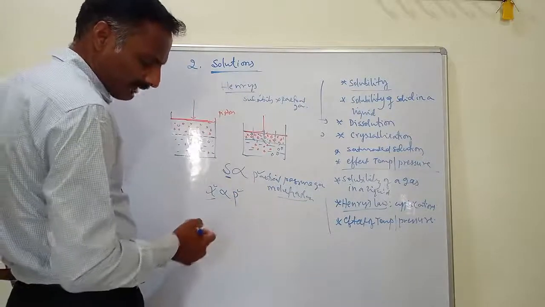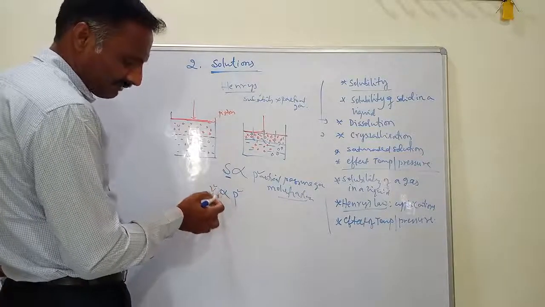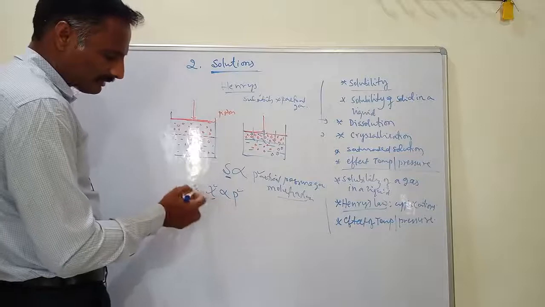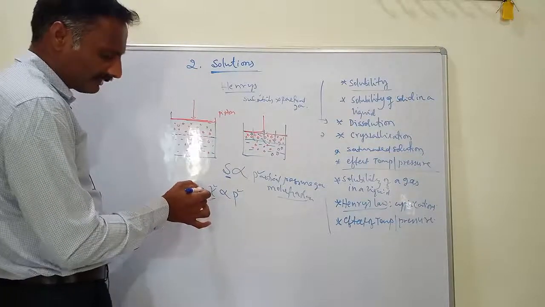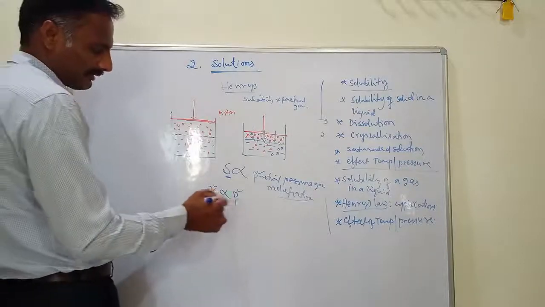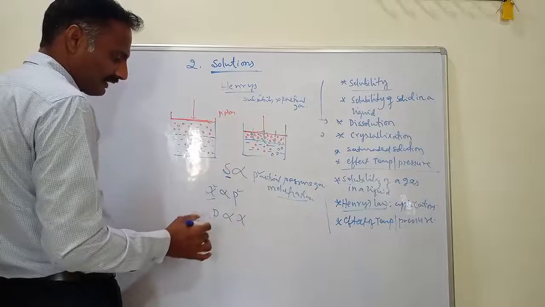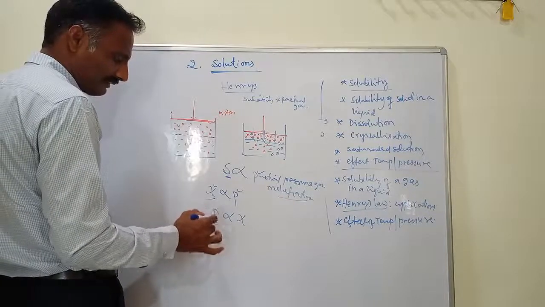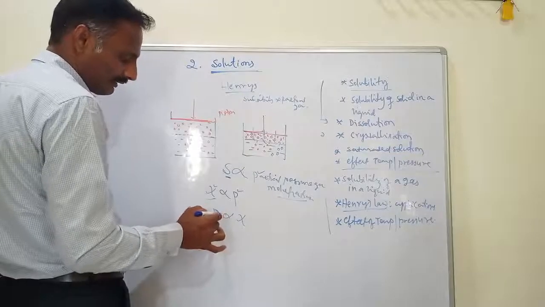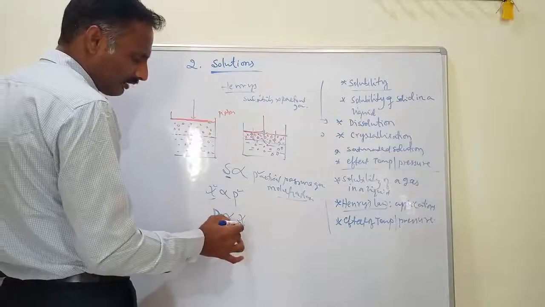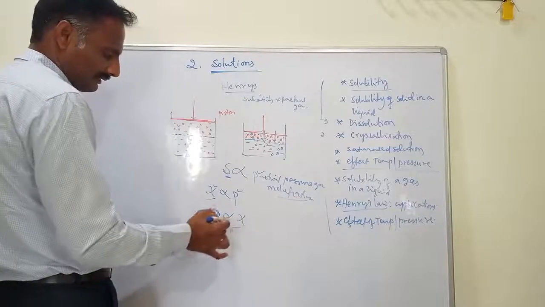This is also modified as follows: the partial pressure of the gas in the vapor phase is directly proportional to the mole fraction of the gas present in the solution. P is directly proportional to the mole fraction. The partial pressure of the gas over the vapor phase is directly proportional to the mole fraction of the gas in the solution. This is called Henry's law.